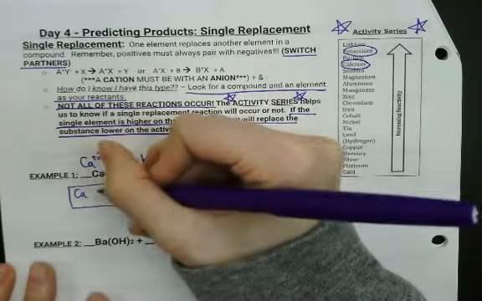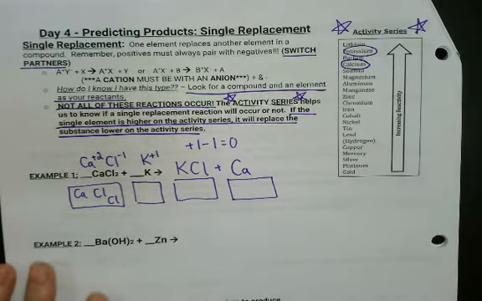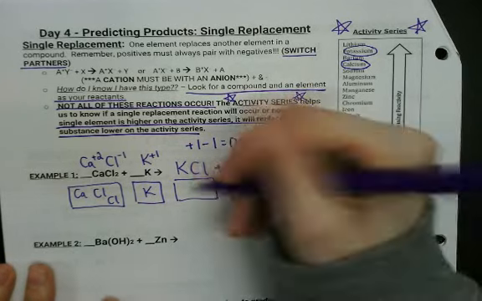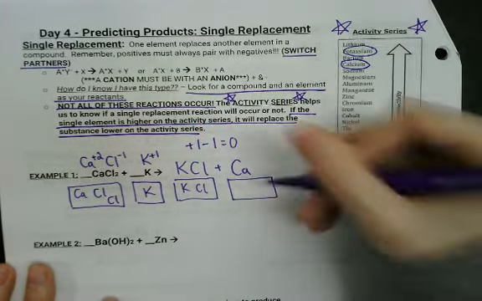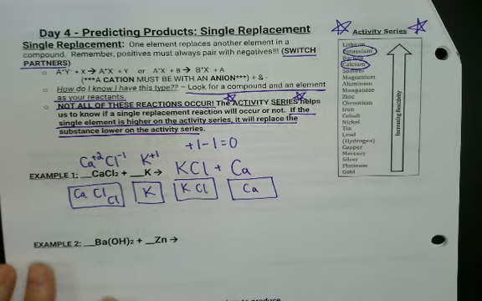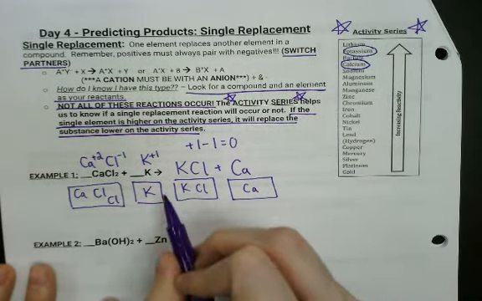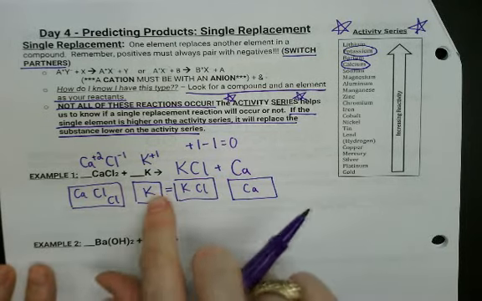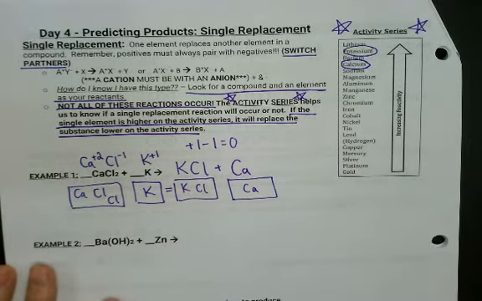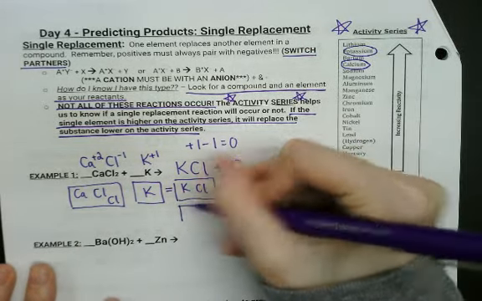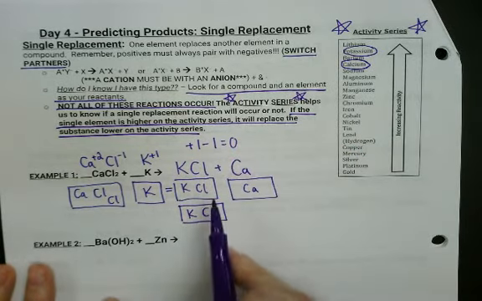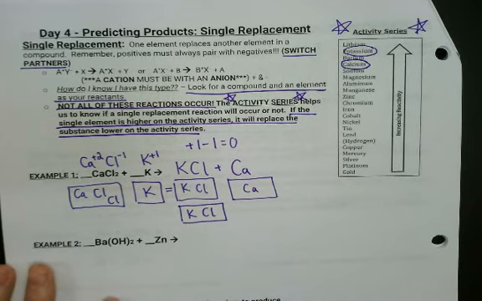So right here I have 1 calcium and 2 chlorine ions in this compound. I have potassium and chlorine, and calcium right there. I'm going to treat my arrow as an equal sign. And I want to make sure I have the same number of atoms of each element on both sides of my equation. So I'm going to add a box over here to increase my number of chlorine on both sides to 2.